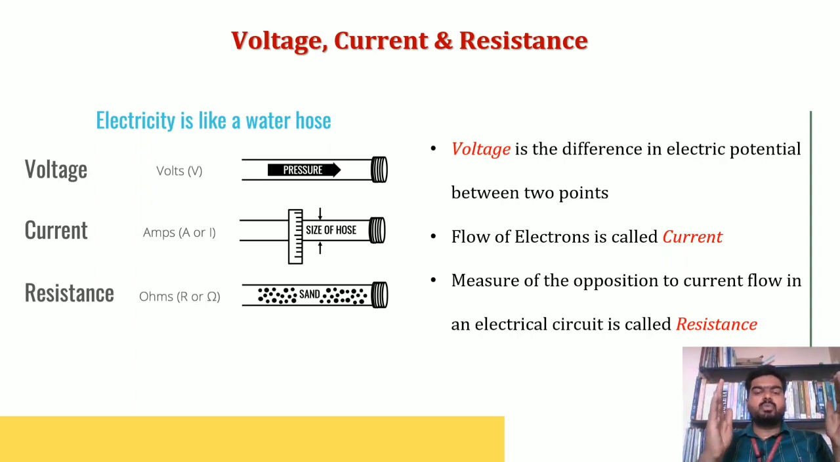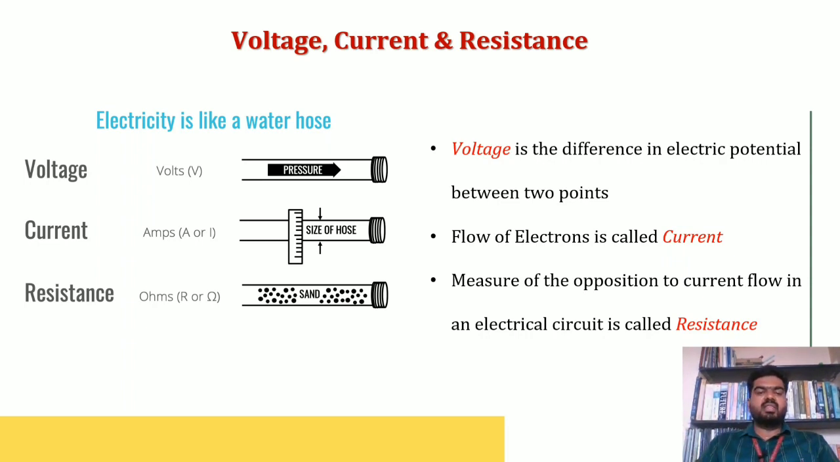So take this water hose analogy so that you can understand voltage, current and resistance. Now in technical terms, the definitions: voltage is a difference in electric potential between 2 points, the flow of electrons is called current, and resistance is a measure of opposition to the current flow in an electric circuit. Resistance is the thing which opposes the flow.